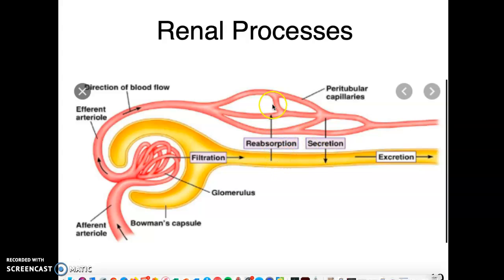So don't confuse reabsorption and secretion. They're exactly the opposite direction. One is reabsorbing to save water in the system. The other is actually eliminating. And finally, excretion, which is at the end of my nephron in the collecting duct, that fluid is going out. Okay, and that's going to be excreted. Filtration, reabsorption, secretion, and excretion.